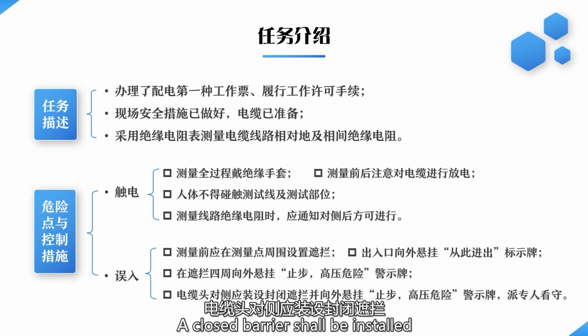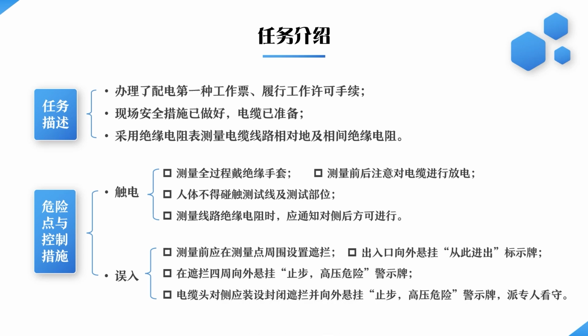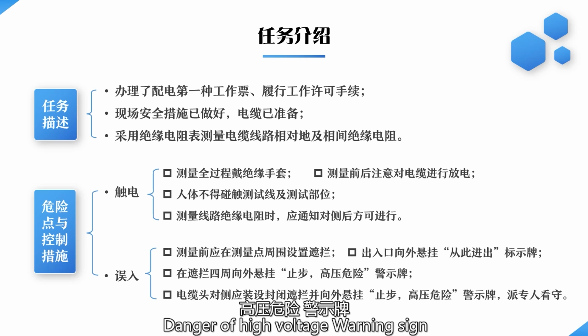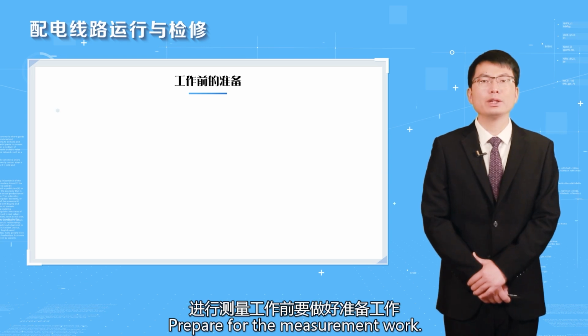A closed barrier shall be installed on the opposite side of the cable head. Hang the stop sign on the side of the cable head and hang it outside. Danger of high voltage warning sign. Assign guards to guard the cables. Prepare for the measurement work.